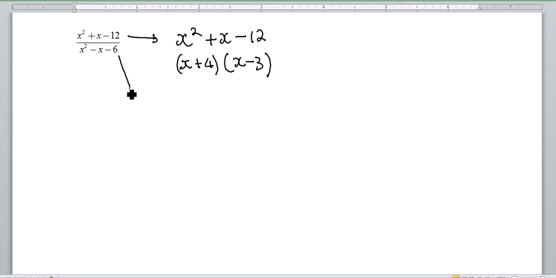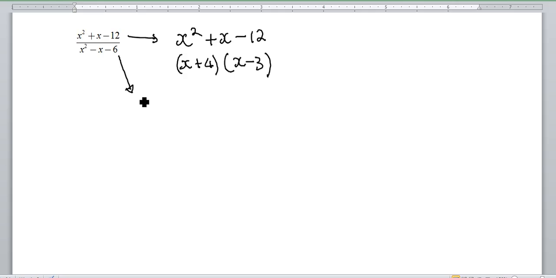Now here's our denominator. Again, a is 1. So again, this is another easy one to factorize. This time though, you want two numbers so that when you multiply them, you'll have a negative 6, and when you add them, you'll have a negative 1. b is negative 1. Those numbers are negative 3 and 2.